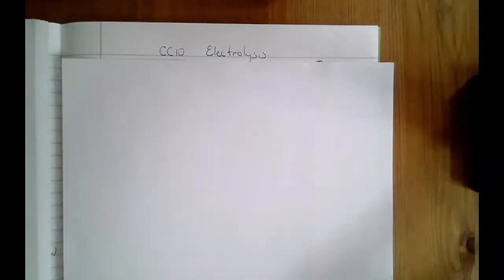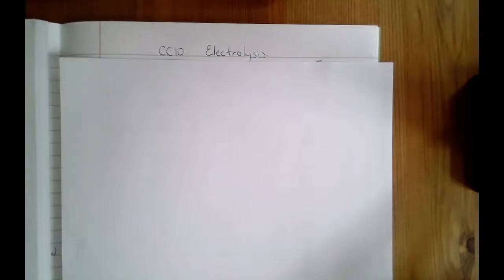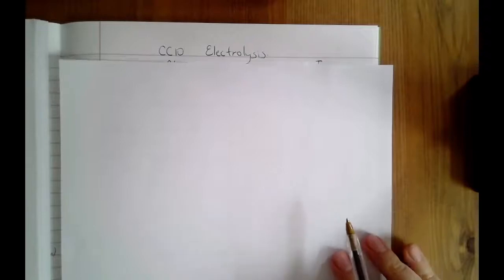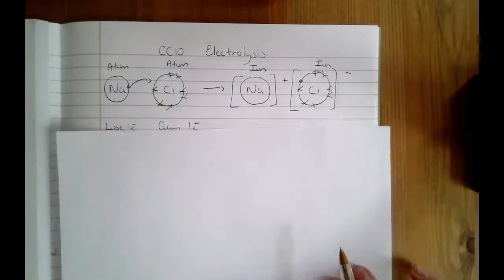Okay, so this is another video on electrolysis. Again, it's only relevant to paper 1. In the previous videos, we've looked at how the ions are separated, but we haven't looked at what happens to the ions after they are separated and how they end up back at the metal and the non-metals. That's what we're going to look at in this video.